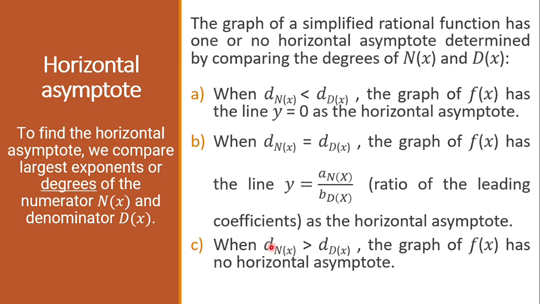Now, the third case, the last one, when the degree of your numerator is greater than the degree of your denominator, the graph of your function f of x has no horizontal asymptote.